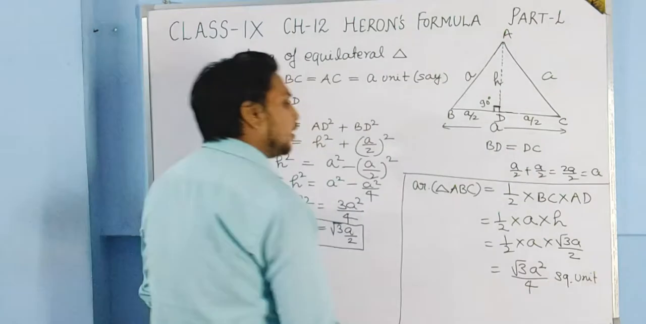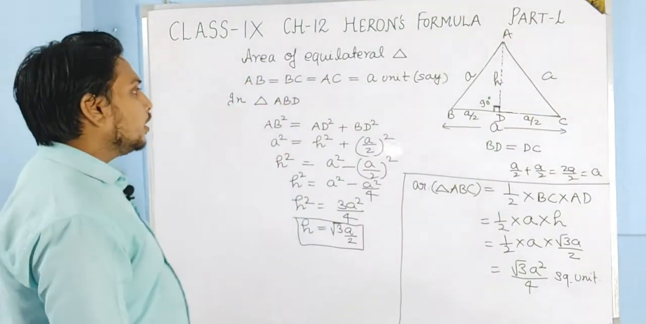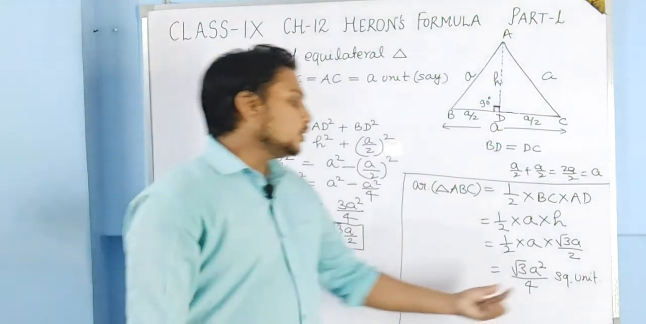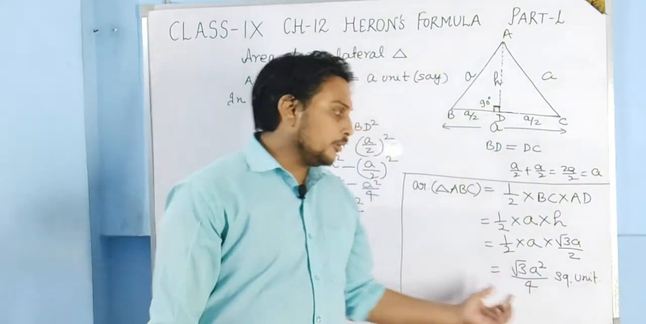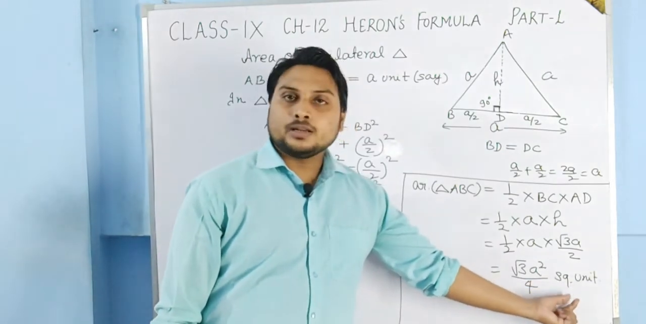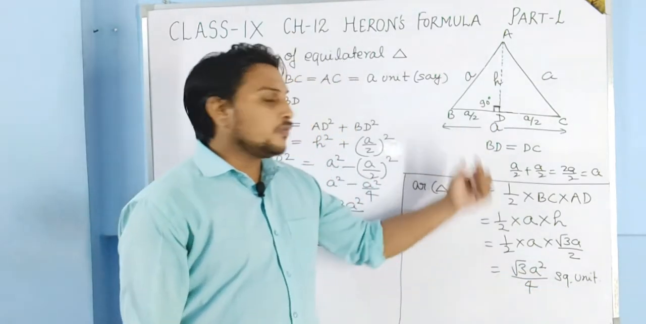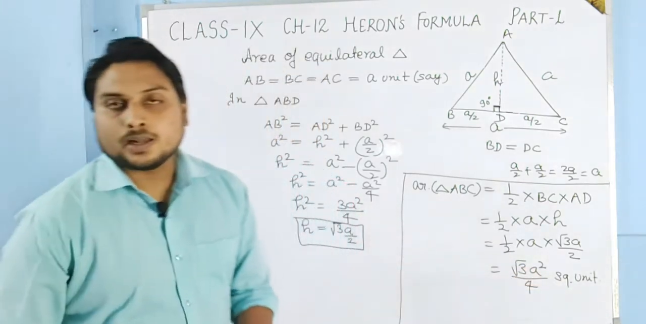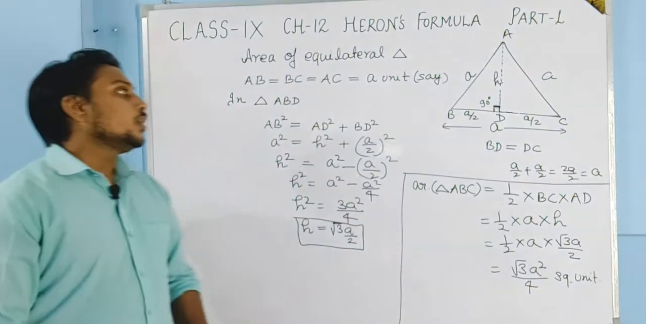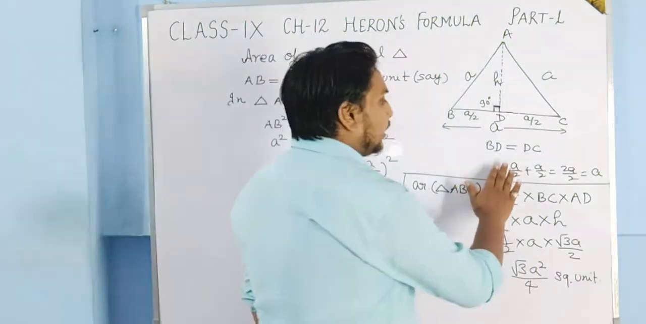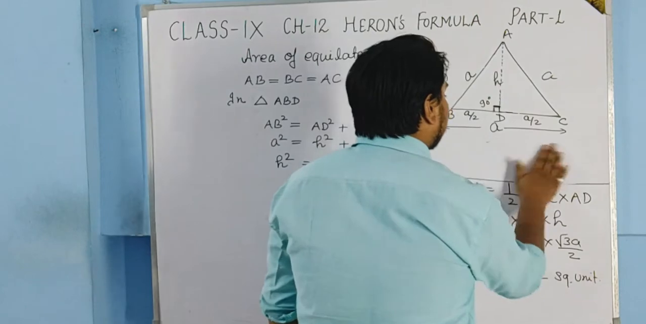Whenever we write the area of any figure, we will always use square units. It means if it is given in meters, we will say square meter, or meter square. If it is given in centimeters, then we will say centimeter square or square centimeter. Now students, you can note it down. This is the proof of the area of an equilateral triangle.